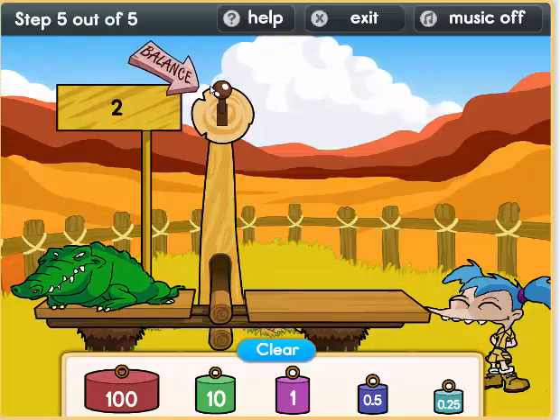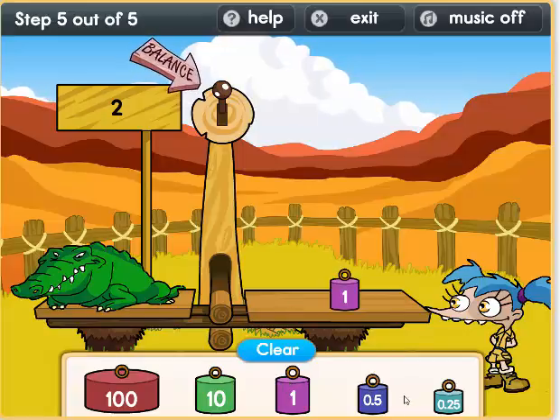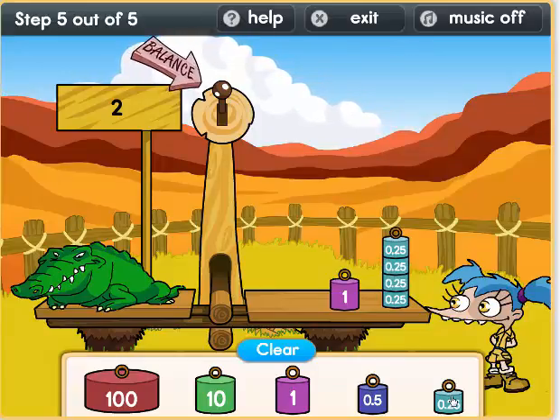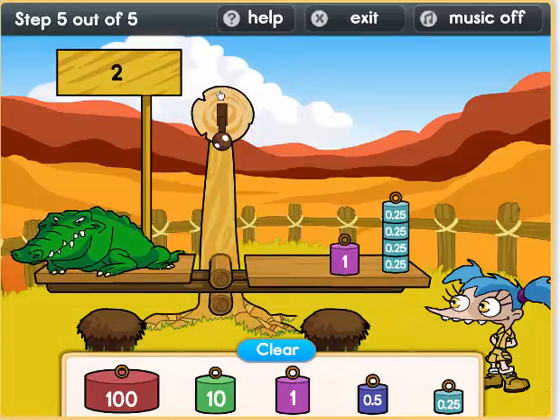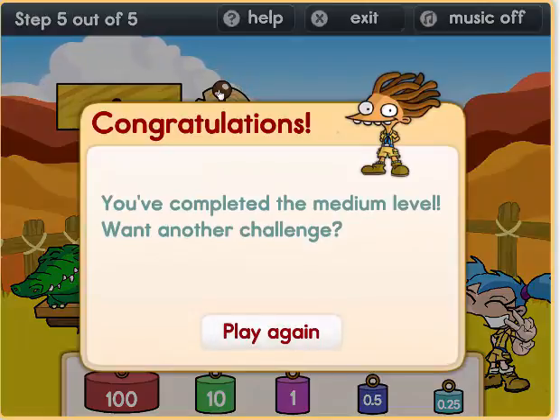Oh, we have a big crocodile. Let's make this interesting. We can do 1. 0.25, 0.25, 0.25, 0.25. That equals 1. So we have 2. Congratulations! You've completed the medium level. Want another challenge? Shall we try again, boys and girls?